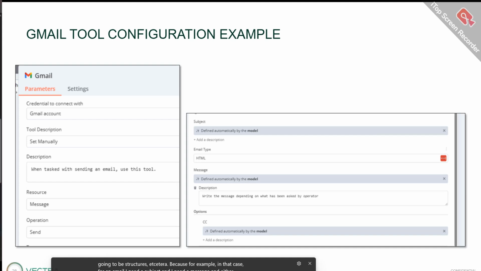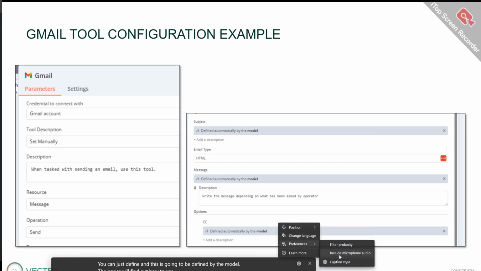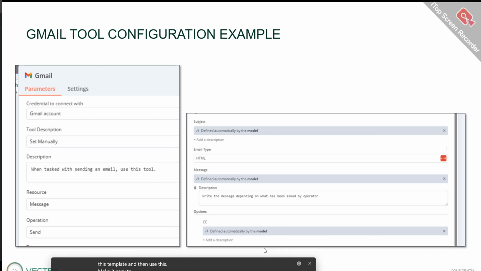And either you define the template yourself, very static, or here you can just define, hey, this is going to be defined by the model. The model will find out how to use those different parameters and use them the way it needs. So it's zero configuration. You just say, hey, message, this is where you're going to write the message, and it's going to figure it out. It really makes it easy to configure a workflow when you interact with AI agents. It will just do a lot of things on its own.